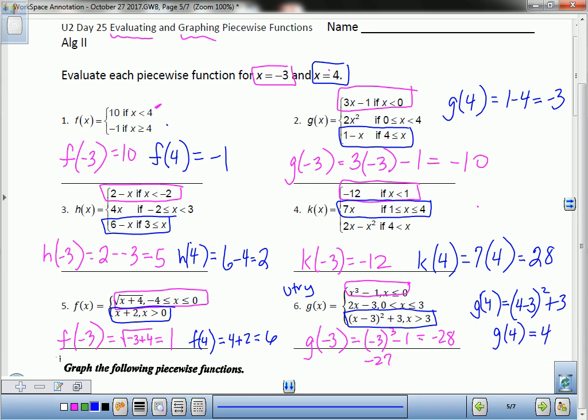And that is how you evaluate piecewise functions. Now what we're going to do is graph them.